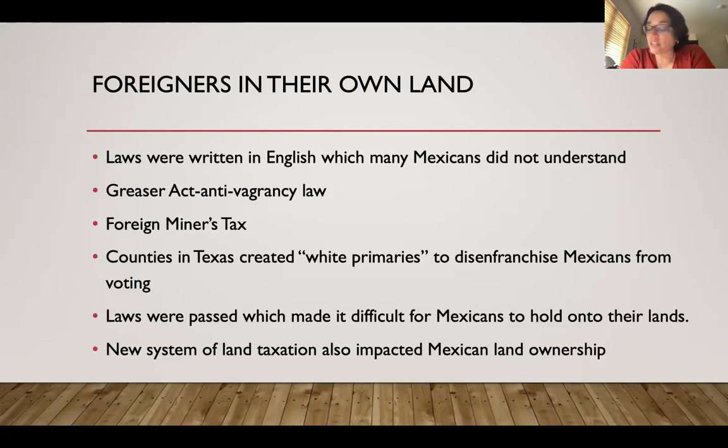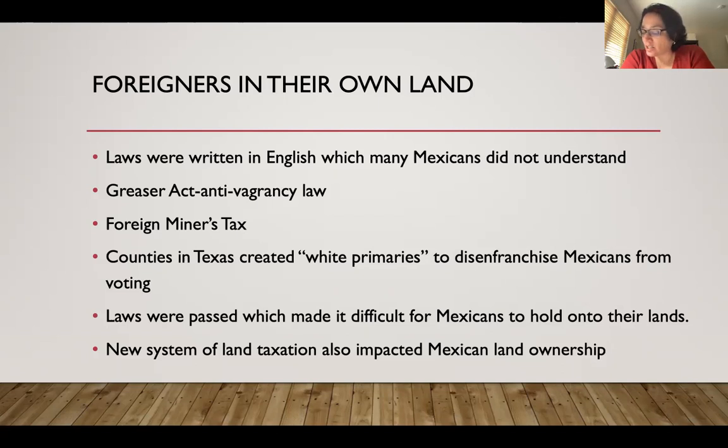The foreign miners tax, which is passed in 1850 in California during the gold rush, gives Anglo miners an advantage because they did not have to pay this tax. So this was another way in which to control and disadvantage the Mexican population that was already in those areas.